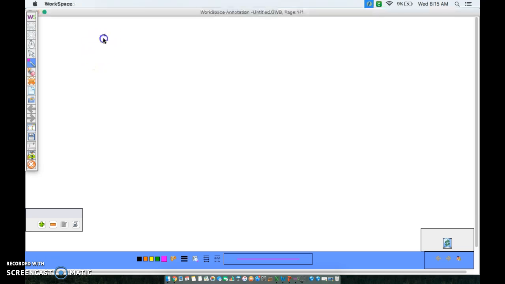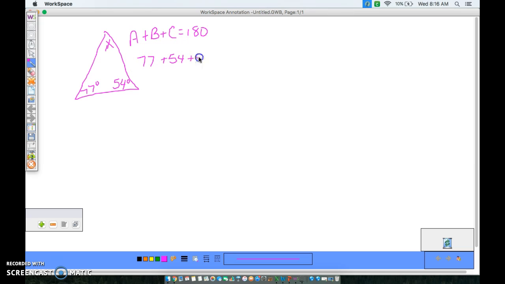So if you remember, we had our triangle, forgive my artistry, and let's say that we had interior angles of 77 and 54. Okay, so to find the third angle, we'll call that x. Remember, the interior angles of a triangle equal 180 degrees. So that means that 77 plus 54 plus that x value has to equal 180 degrees.